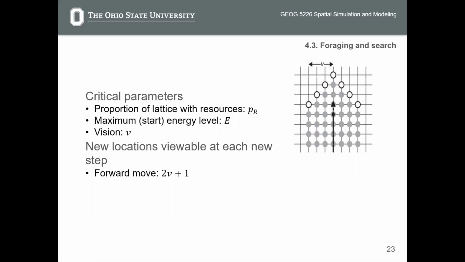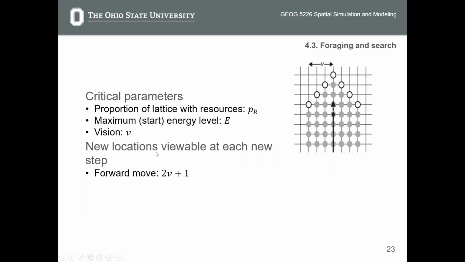Why? Because the vision of the walker is 3. If the walker is standing here, it can say 3 units away, or it can say 3 cells away. Anyway, the vision is 3, and these empty circles represent cells that can be discovered by the walker when it is standing at this location indicated by this triangle.